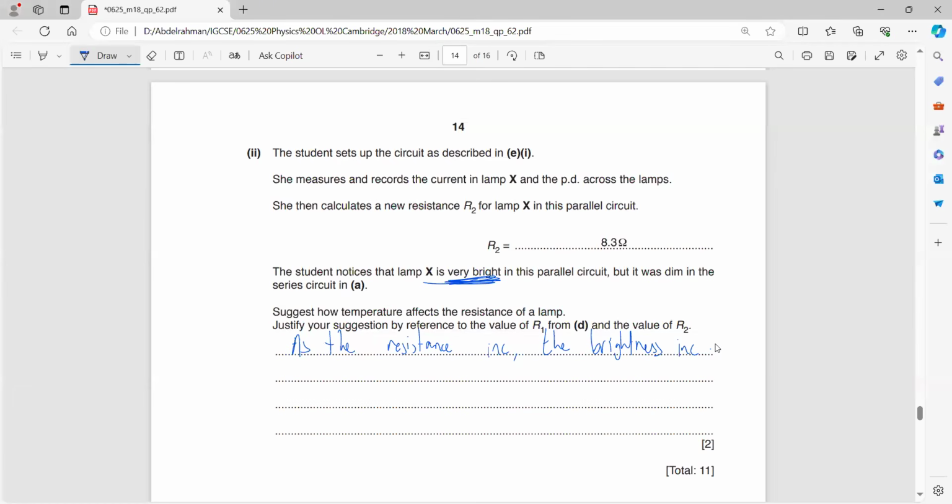8.3 ohms has a higher brightness. 3.5 was much lower, was much dimmer, was much dimmer because it was colder.